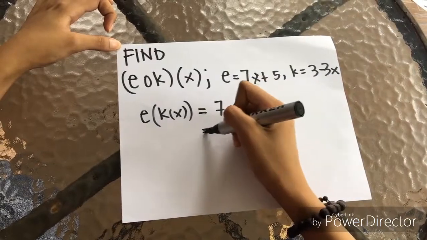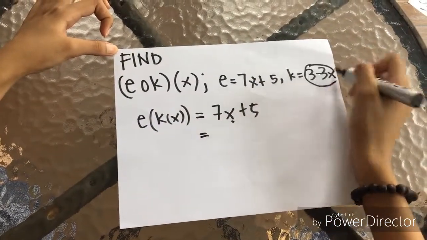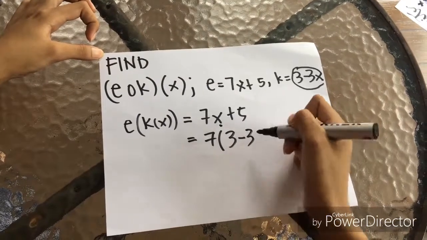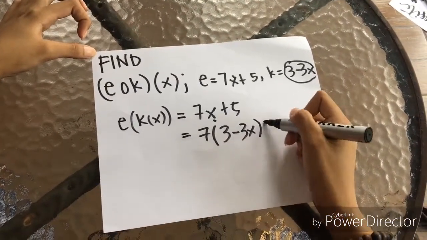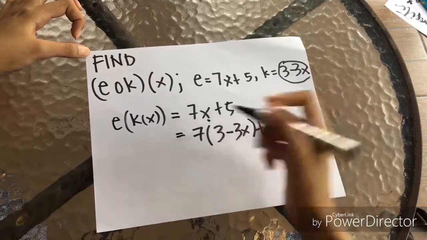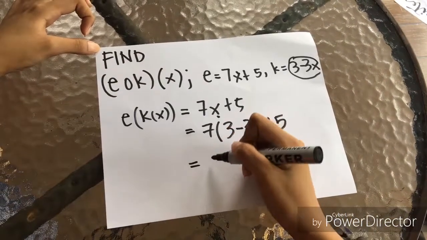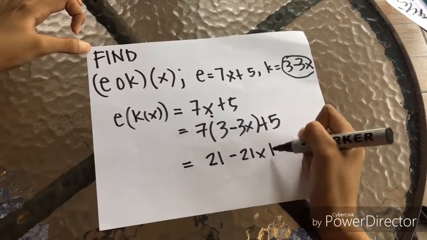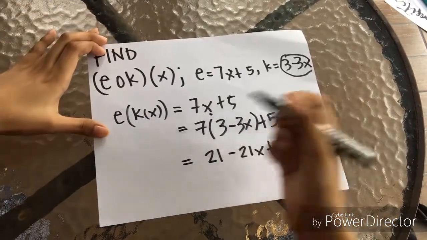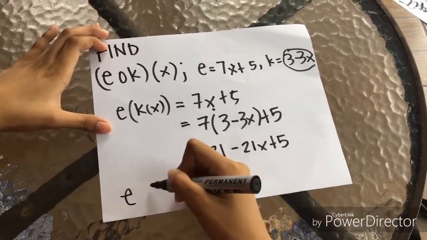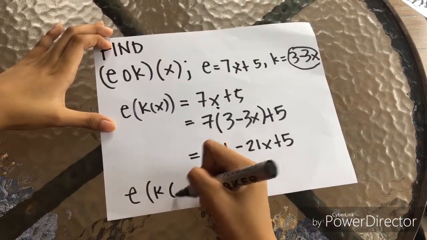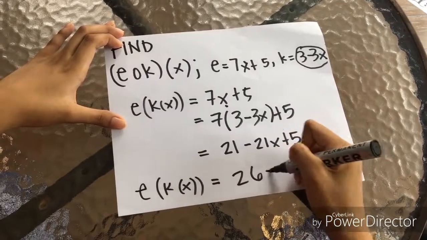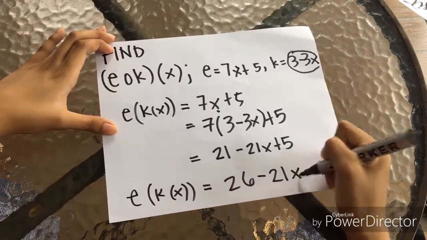We'll substitute the value of X. So 7 times 3 minus 3X plus 5, that will be equal to 21 minus 21x plus 5. Combine like terms, so the final answer will be E of K of X is equal to 26 minus 21x.